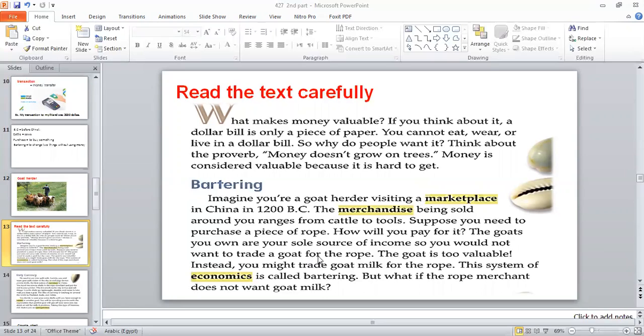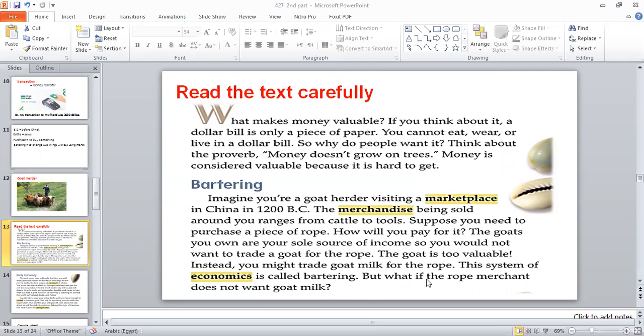You will trade a goat for the rope. You will get some milk and change it or make bartering with the merchant. Take the rope and give him some milk. This is the first kind of money in the past. The goat is too valuable. Instead, you might trade goat milk for the rope. This system in economics is called bartering.